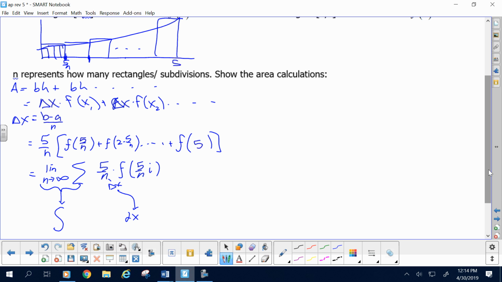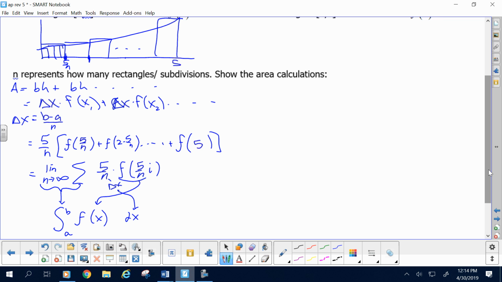Okay? Now the height is f at different x values. And so you're really summing, although the integral is so many other things to us, at its heart it's the sum of many base times heights. And limits of integration just signify the region.